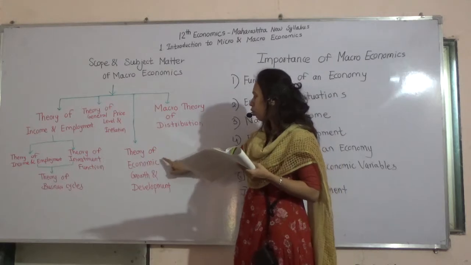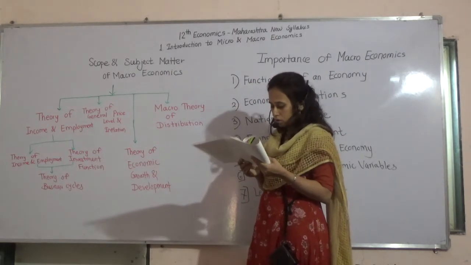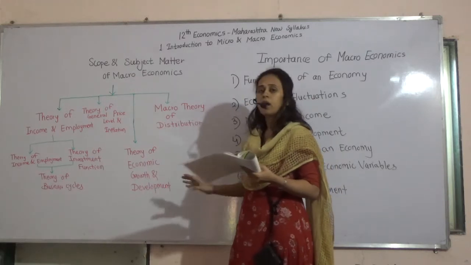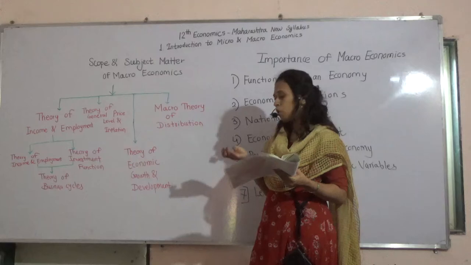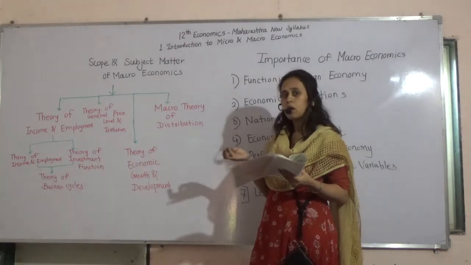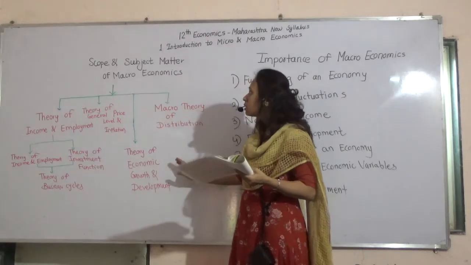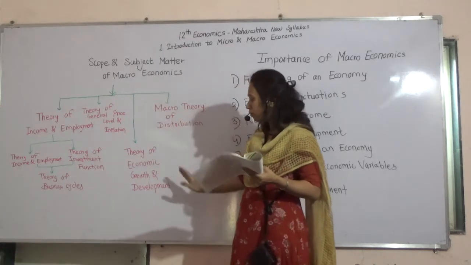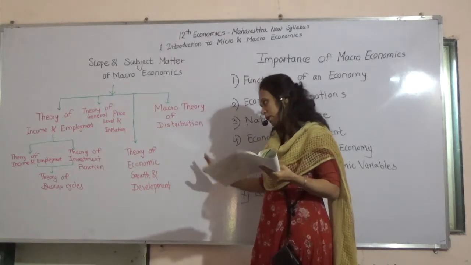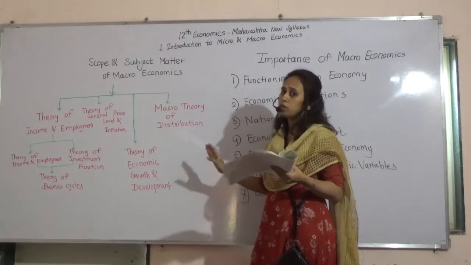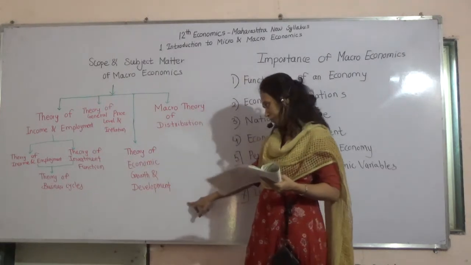Next is theory of economic growth and development. See, there are some causes of underdevelopment of the country. What are they? Poverty is there, population is there, unemployment, such types of problems are there. All these are covered under macroeconomics, and when we study those problems and find suitable strategies, policies and solutions for them, then it will lead to economic development.